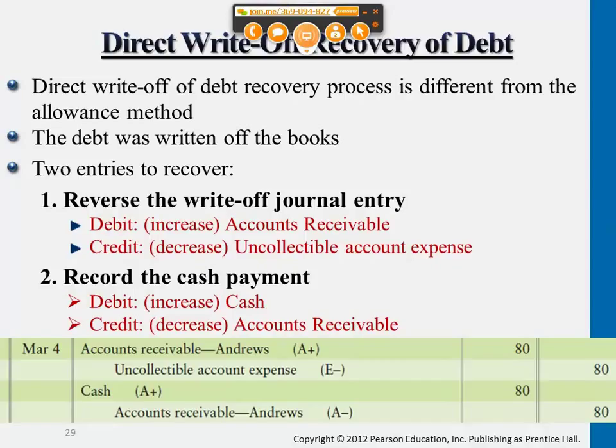Okay, any questions for these two methods before I move on to notes?